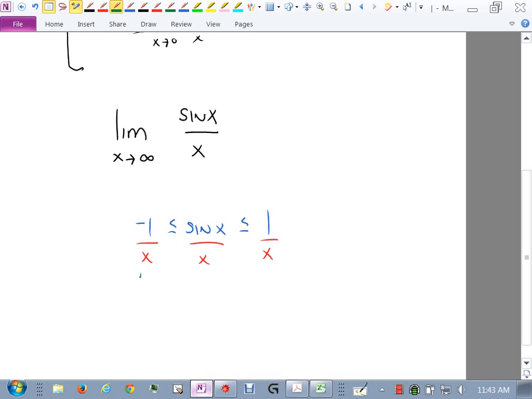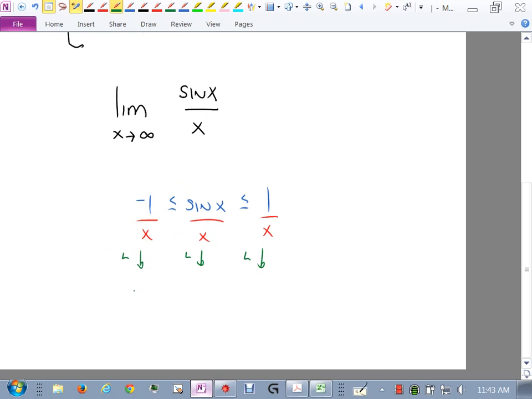I'm just going to put an arrow. We're going to take the limit. As x goes to infinity, what's 1 over infinity go to? 0, this one, 0. And therefore, the one in the middle must also go to 0. It's squeezed between, right? So that's why this limit is 0. That's the proper application of the squeeze theorem, all right?